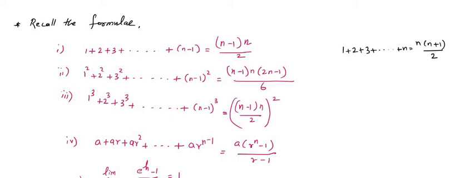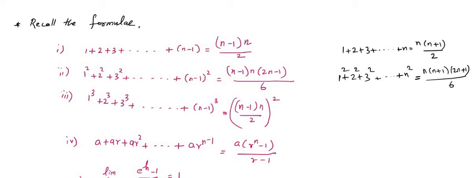Similarly, the sum of the squares of the first n natural numbers, 1 square plus 2 square plus 3 square till n minus 1 square. We might have studied this formula in 11th standard for 1 square plus 2 square plus 3 square till n square. The formula is n into (n plus 1) into (2n plus 1) all divided by 6. This is the formula till the nth term. But here we are going to use only the formula up to the n minus 1 square term.